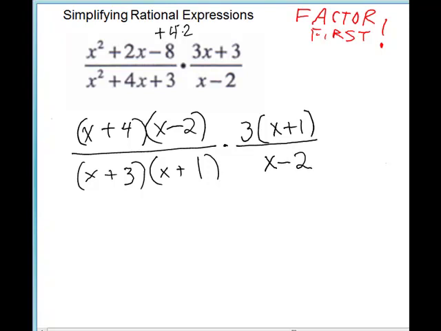Right. Now we're ready to simplify. You do want to cancel in these problems. All right, so we can do our diagonals, and you could also do straight up and down if there's something. So we have on this diagonal an x minus 2. On this diagonal, we can do the x plus 1. And that looks like everything.